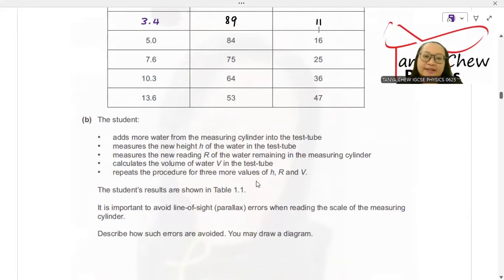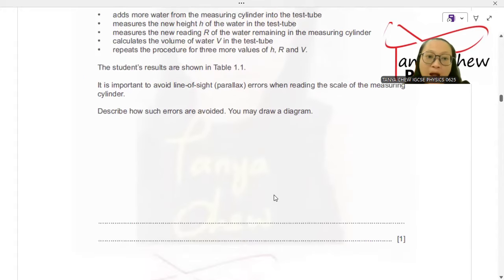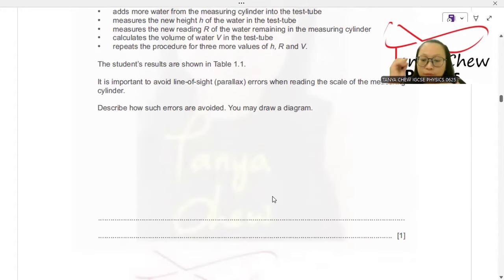Part B, the student adds more water from the measuring cylinder into the test tube, measures the new height h of the water in the test tube, measures the new reading R of the water remaining in the measuring cylinder, calculates the volume of water V in the test tube, and repeats the procedure for 3 more values of h, R, as well as V. The student's results are shown in Table 1.1. It is important to avoid line of sight errors, which we call parallax errors, when reading the scale of the measuring cylinder. Describe how such errors are avoided. You may draw a diagram.